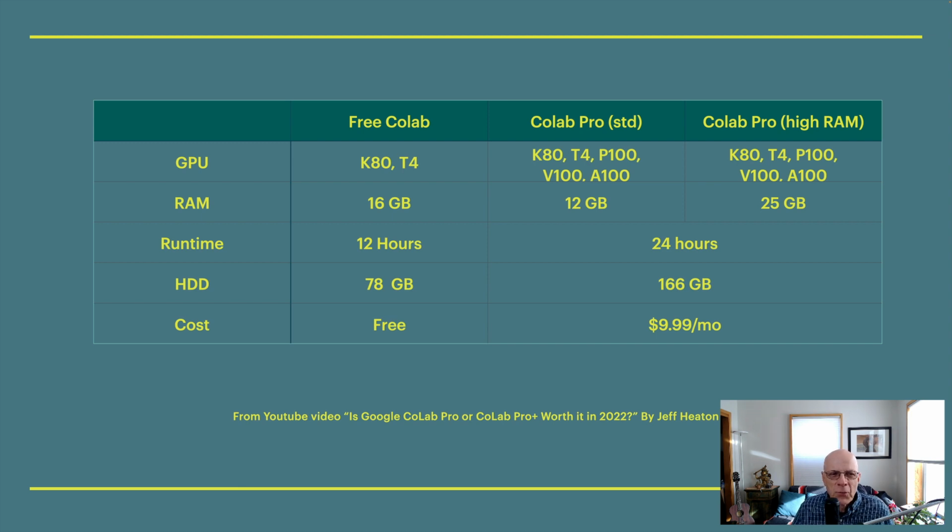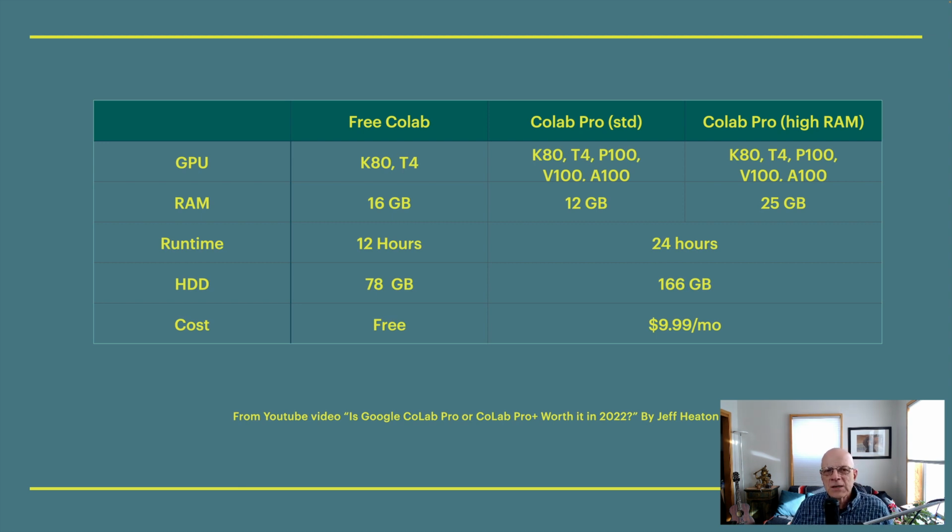The RAM in the free version is 16 gigs, and in Colab Pro, the standard is 12, but you can up it at any time you want to 25. There's no additional cost. You can just say, I want a high memory version of a machine or the regular version of the machine. The runtime really doesn't matter. We're not going to be running anything that takes 12 hours, much less 24 hours. So that's neither here nor there.